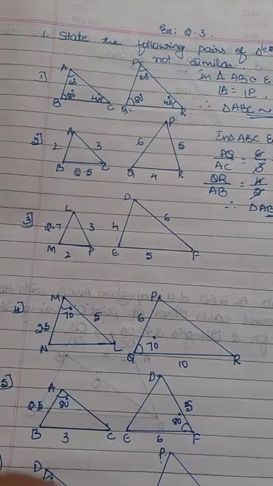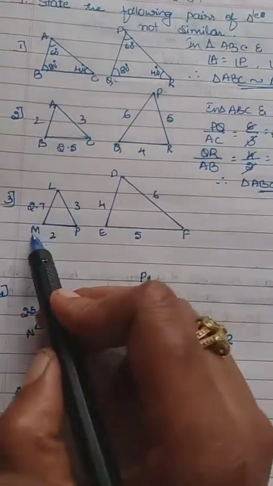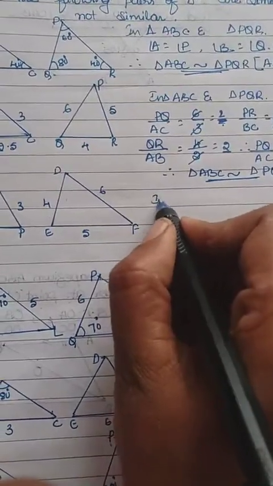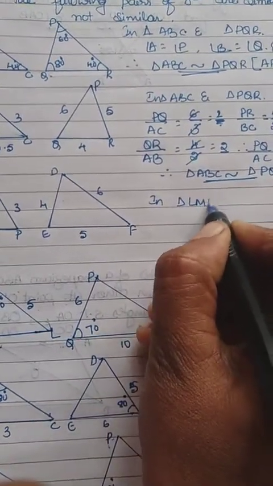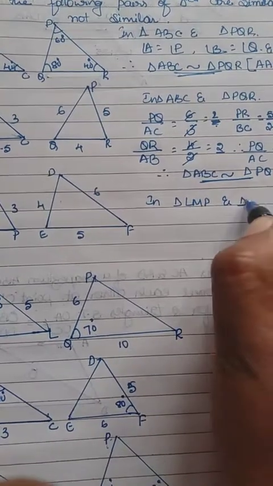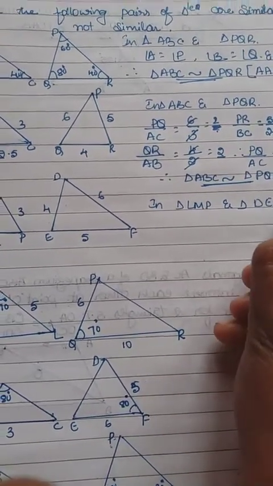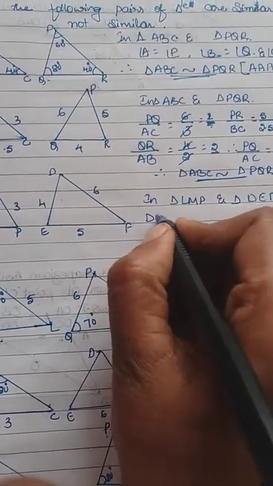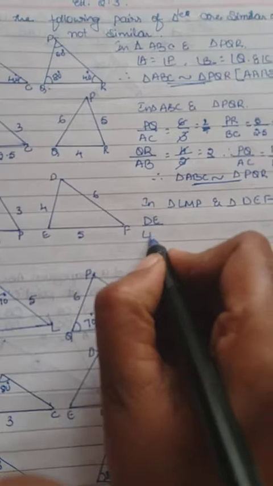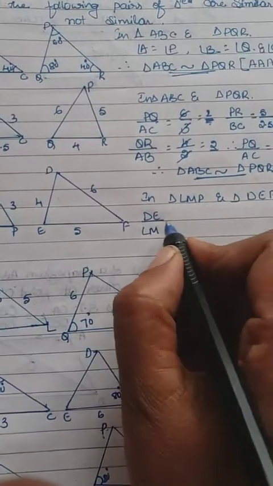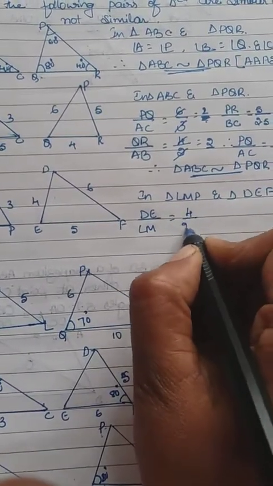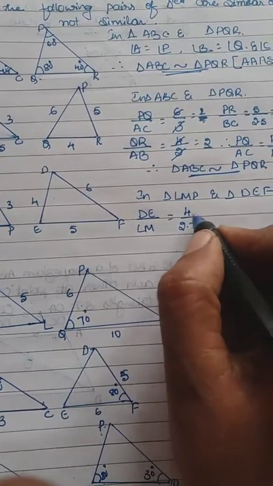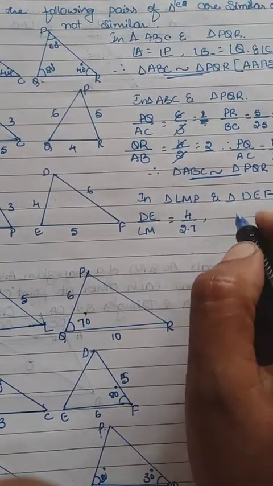Which is that triangle? Triangle LMP and triangle DEF. So let us take triangle LMP and triangle DEF, right? Here also the same method we have to follow. DE divided by LM, that equals 4 divided by 2.7. If we do this also, 40 divided by 27 is not divisible, so keep it as it is.